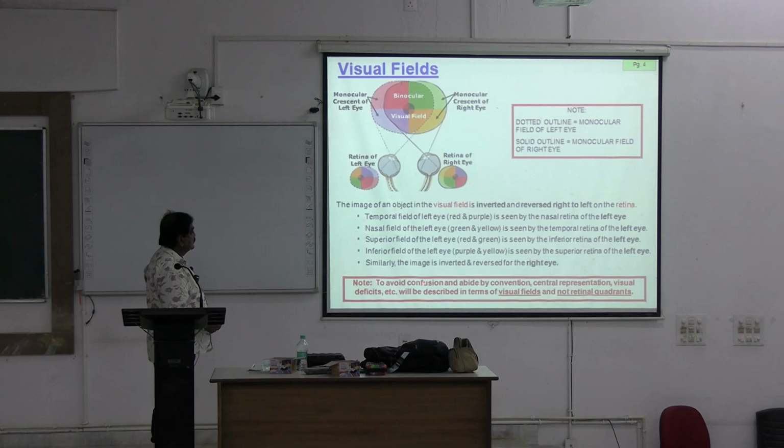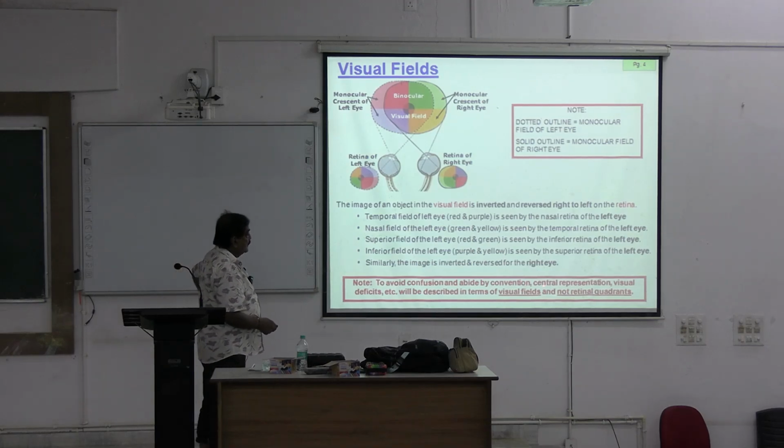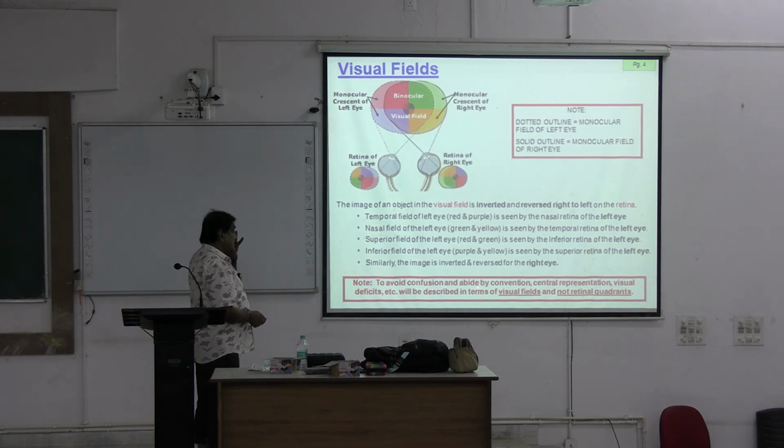Note, to avoid confusion, by convention, central representation and visual deficits will be described in terms of visual fields and not referred to retinal quadrants. So visual deficits will be referred to by visual fields.